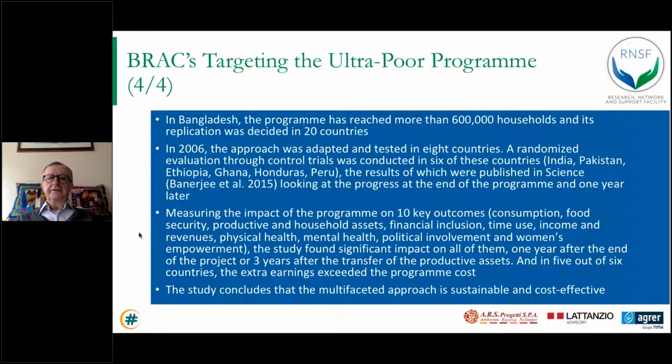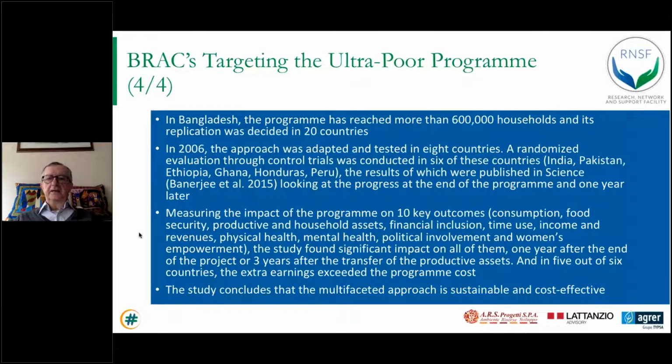A randomized evaluation through controlled trials was conducted in 6 of these countries: India, Pakistan, Ethiopia, Ghana, Honduras, Peru. The results of which have been published in a very famous scientific journal, Science, looking at the progress at the end of the program and 1 year later.